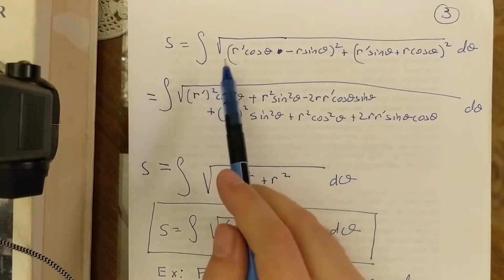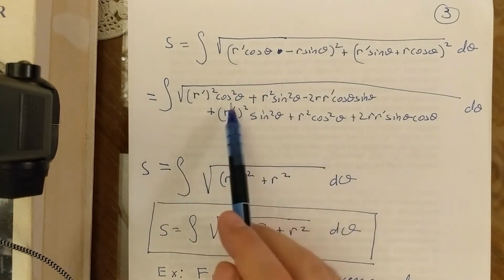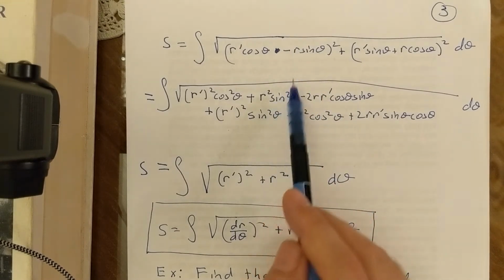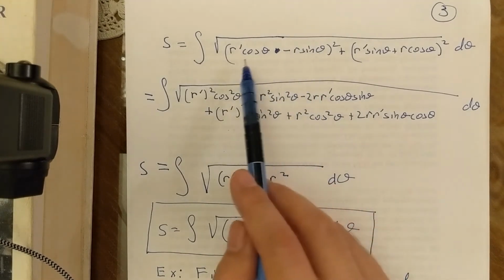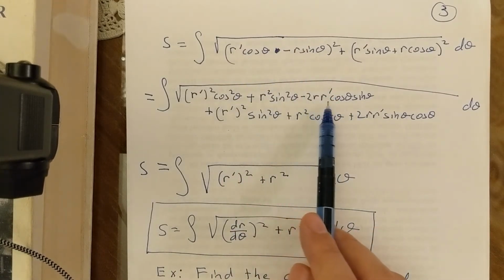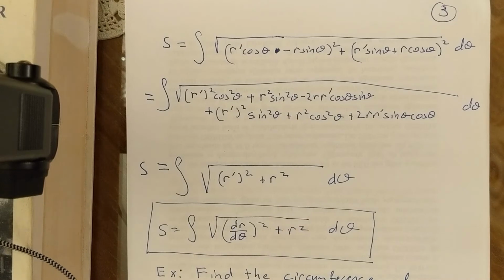Once you square this, what are you going to get? You're going to get r prime squared cosine squared. And from this term, you're going to get r squared sine squared. And from the cross term, you're going to get 2r prime cosine theta sine theta. Okay, so minus 2r prime cosine theta sine theta.